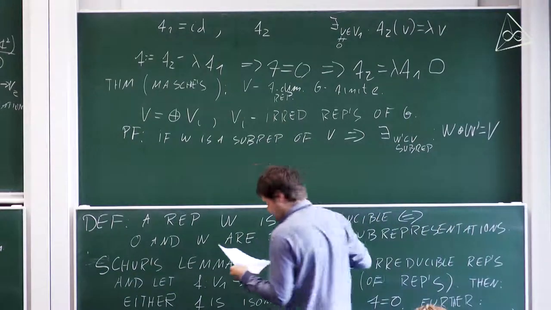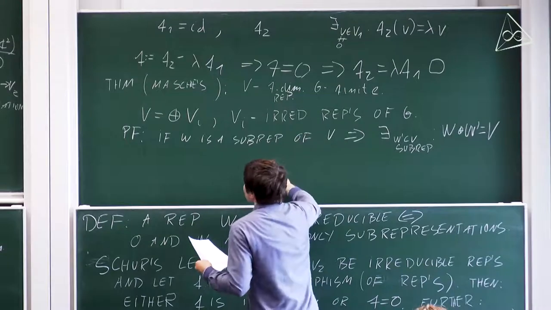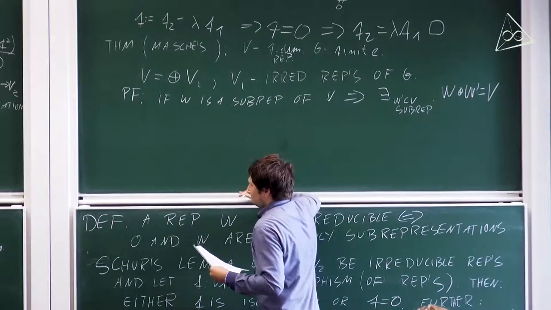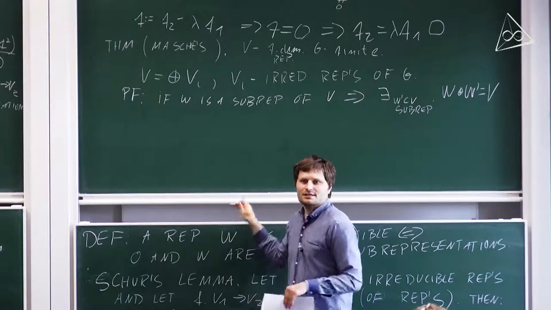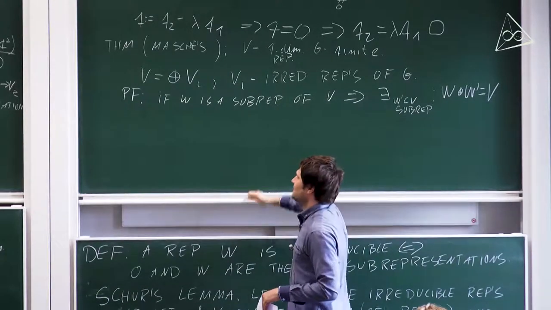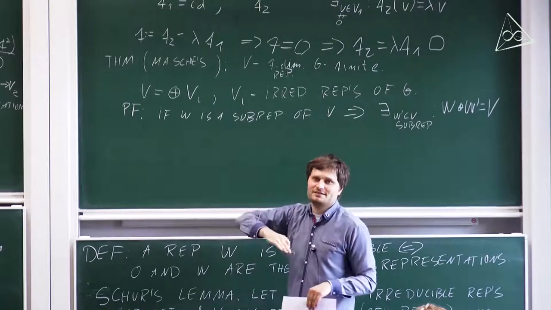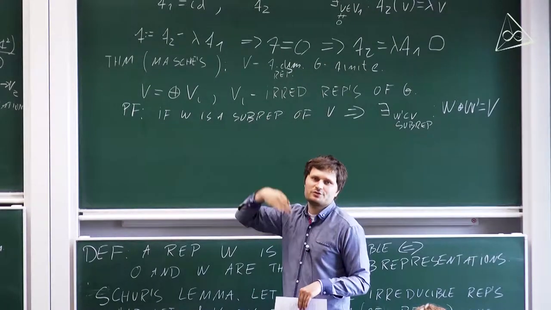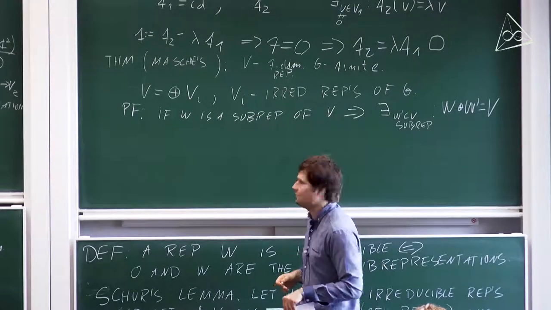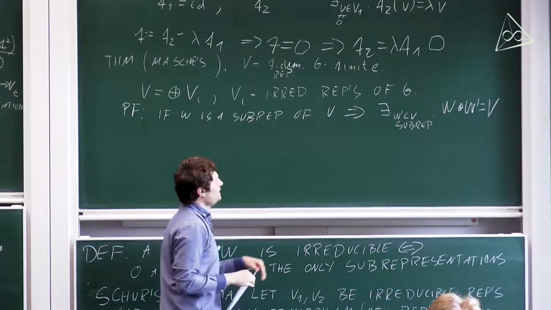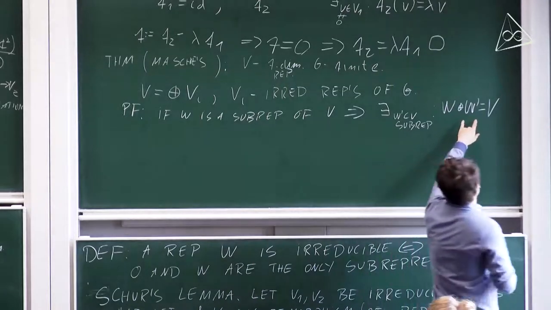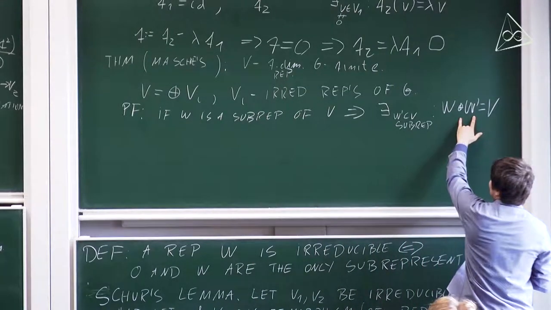Okay, so let's prove this. And now comes a very, very old and useful trick that sometimes is referred to as averaging, and different kinds of this trick you will see all the time when you are studying representation theory. Namely, how to turn something that is not a subrepresentation into a subrepresentation.